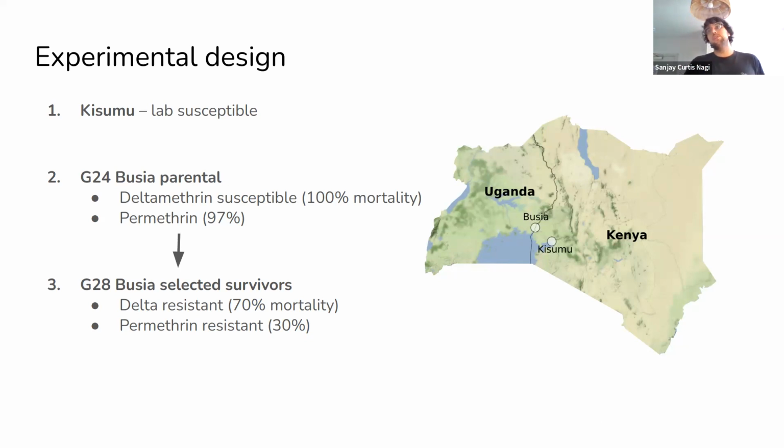This map on the right just shows the locations of Busia and also Kisumu. So we used the Kisumu lab strain as a sort of third group. I think many of you will be familiar with this strain. It's been in the lab for a long time. I think it was originally established in around 1975. And so Kisumu is susceptible to all insecticides.